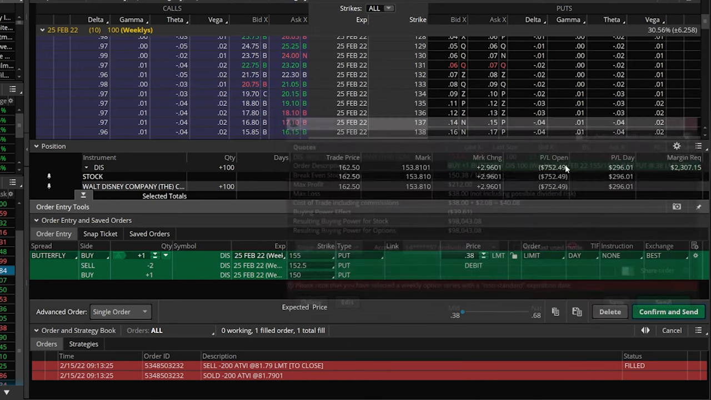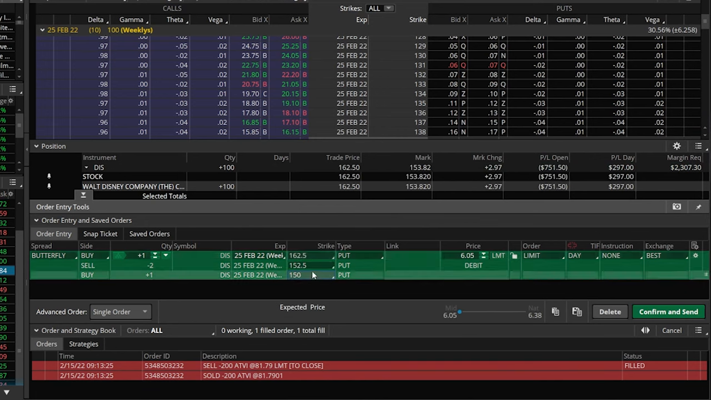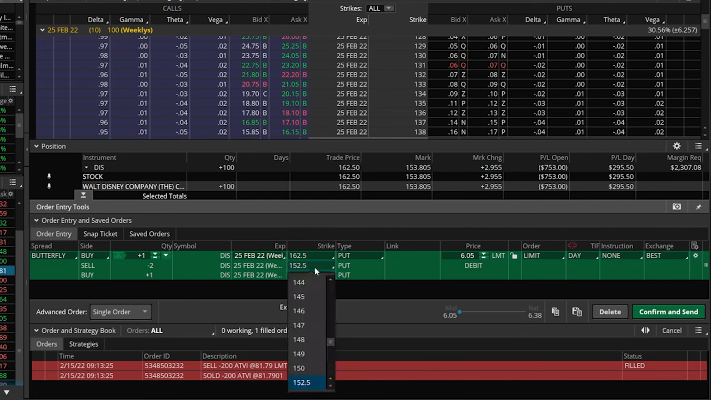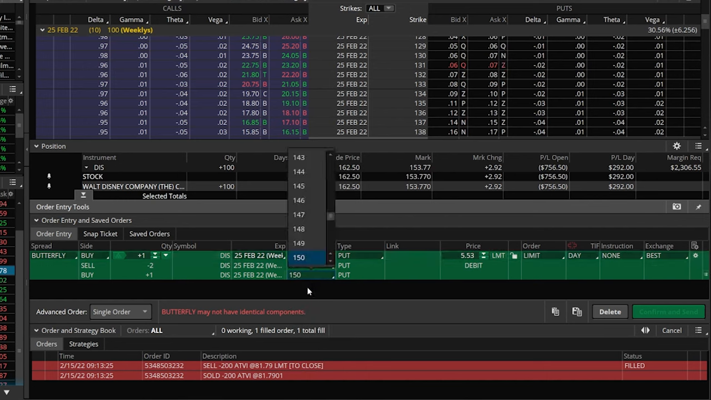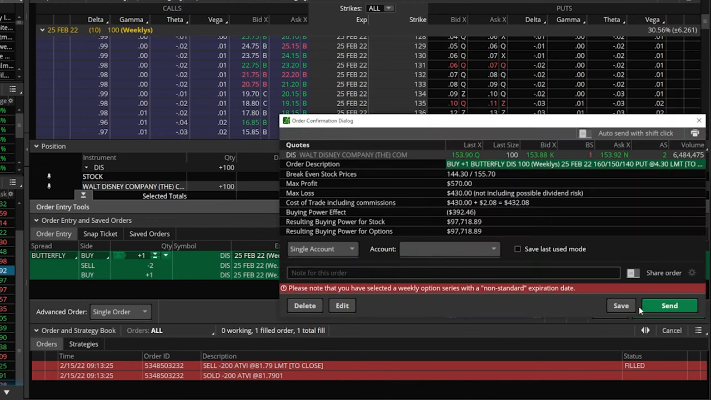If we were to come down here and widen this out, let's change this to 10 points wide. That'd be 162.5 and 142.5. Can't get exactly 10 points wide. Let's change this a little bit. Make this 160 and 140 here. Now you can see that I've got a much wider butterfly spread. I'm risking 435 bucks on this thing, but if I hit confirm and send, my max profit is now 570.